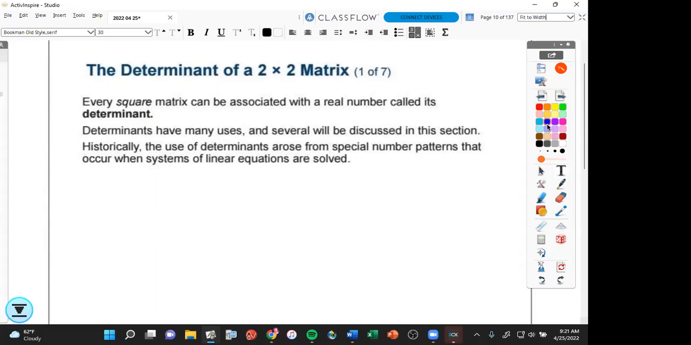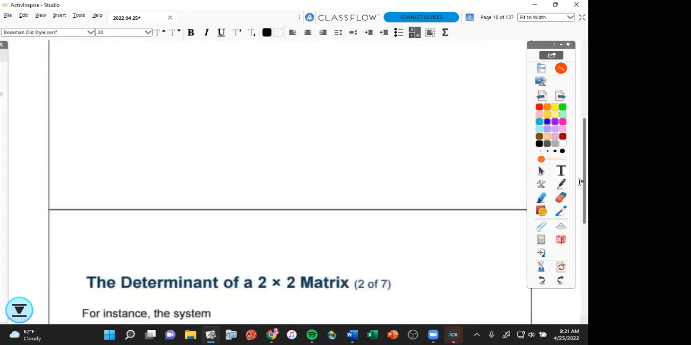Every square matrix can be associated with a real number called a determinant. So I can take a matrix and boil it down to one number, and that one number is going to be called the determinant. They have several uses. Several will be discussed in this section. One we actually talked about last week. Historically, the use of determinants arose from the special number patterns that occur when systems of linear equations are solved.